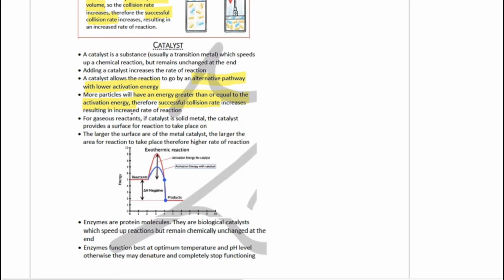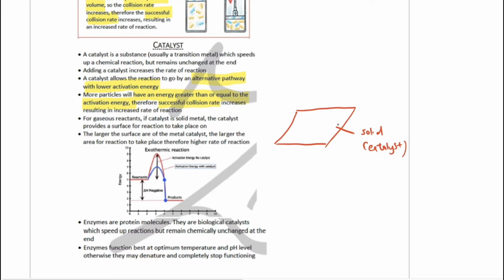Now let's see, for gaseous reactants, if the catalyst is a solid metal, the catalyst provides a surface for the reaction to take place on. Of course this is called heterogeneous reaction, where they have different physical states. So it's something like this. You have a surface provided by the catalyst. So this is the solid. This is the catalyst.